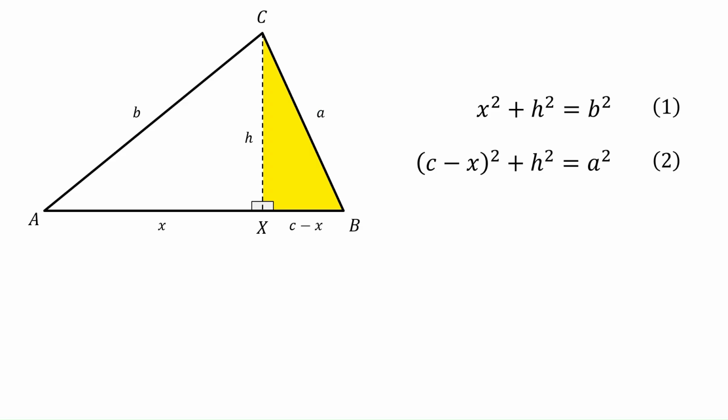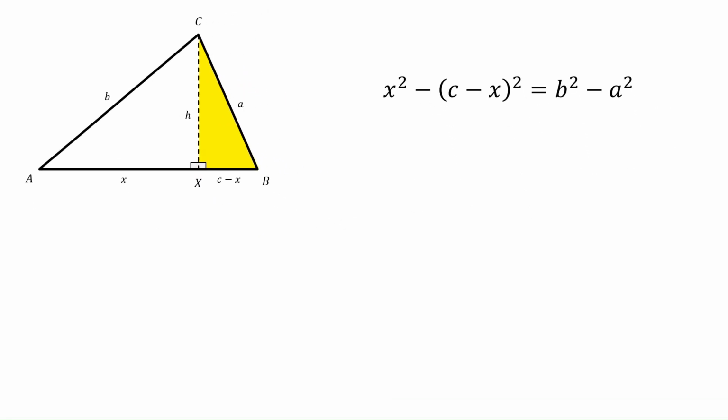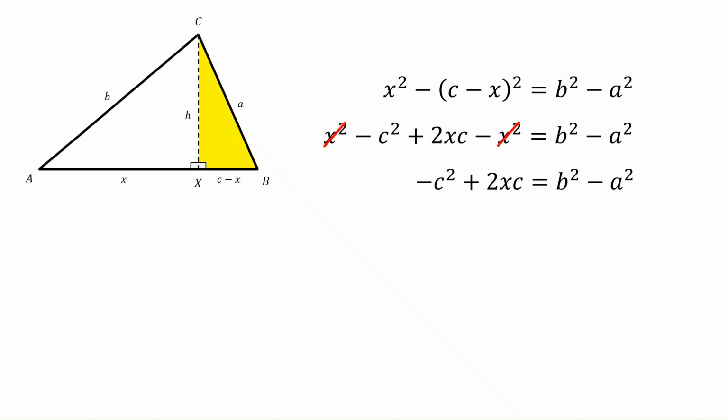If we take equation 2 away from equation 1, we will get x squared minus (c minus x) squared. The h squareds would cancel out, and this would leave us with b squared minus a squared. With our new expression, we can expand the brackets to give us c squared minus 2xc plus x squared. Of course, remember we're taking this away, so each term will be times by minus 1. We can also cancel out the x squareds, since we've got an x squared and a minus x squared.